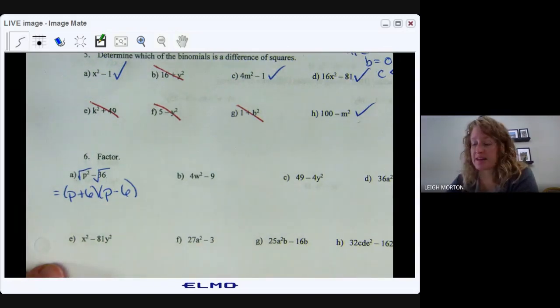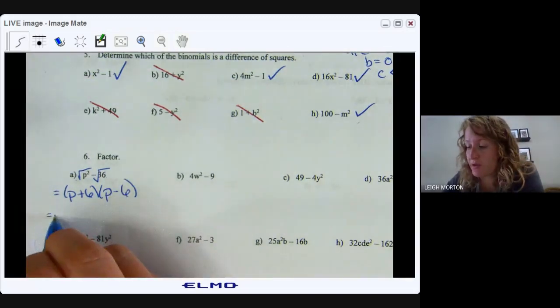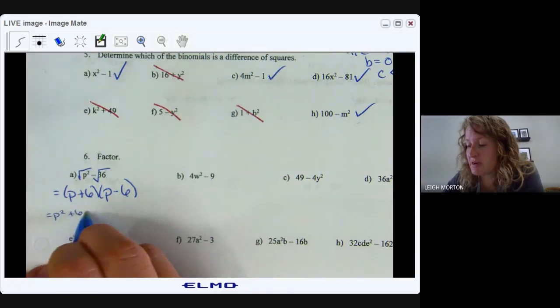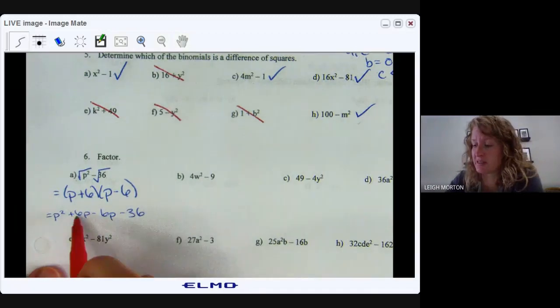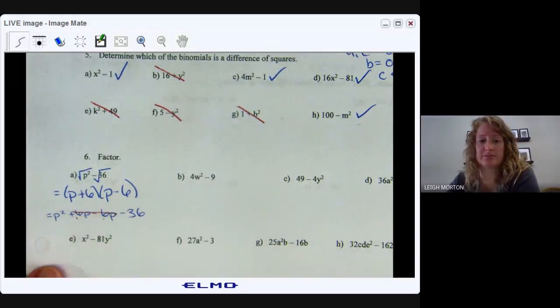And why does this work, that it gets rid of B? Well, if you FOIL it out, you get P squared plus 6P minus 6P minus 36. Well, guess what, guys? 6P minus 6P is 0.